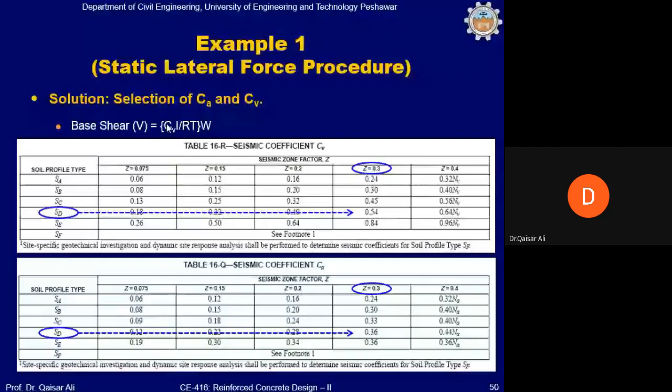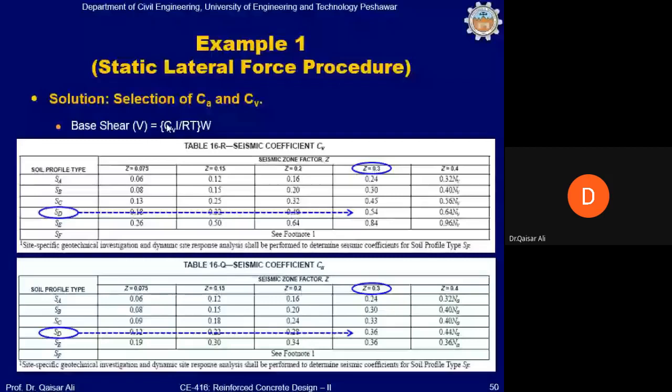First of all, let's calculate Cv. So Cv corresponding to zone 3, Z is 0.3, and soil type SD is 0.54. Corresponding to soil type SD, the two values Cv and Ca are taken from these tables. Cv is 0.54 and Ca is 0.36.